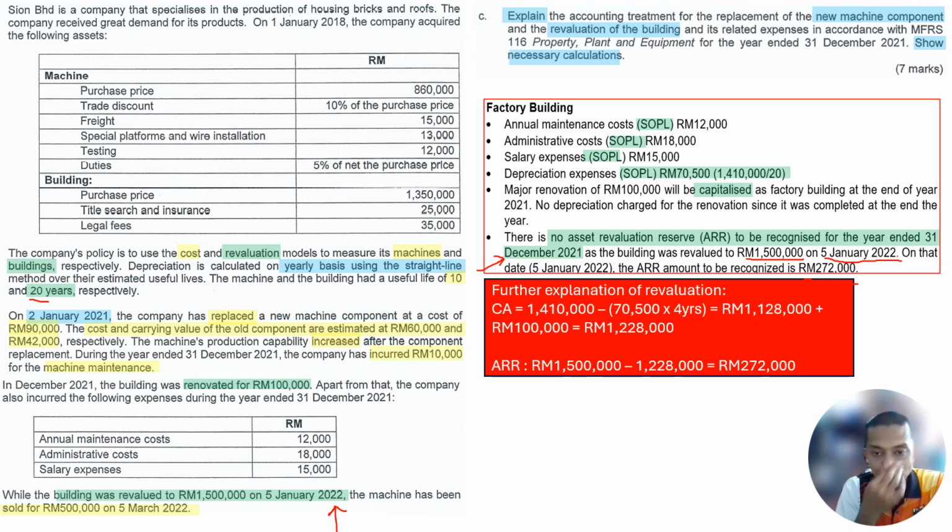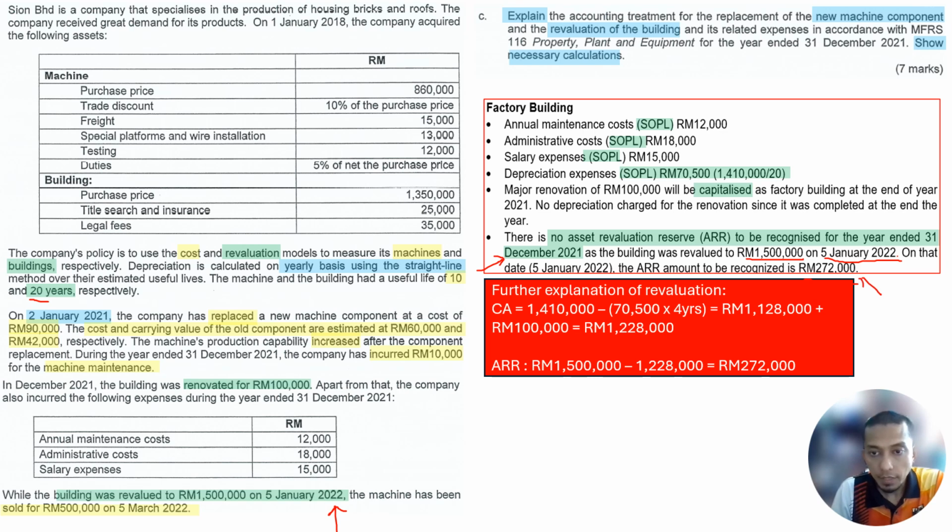1,128,000 we get after minus the depreciation. Then we plus the major renovation 100,000. Then we get 1,228,000. So to get ARR, the value 1.5 million less the carrying value 1,238,000. Then we get ARR of 272,000. That's how we get ARR of 270,000 in the answer.